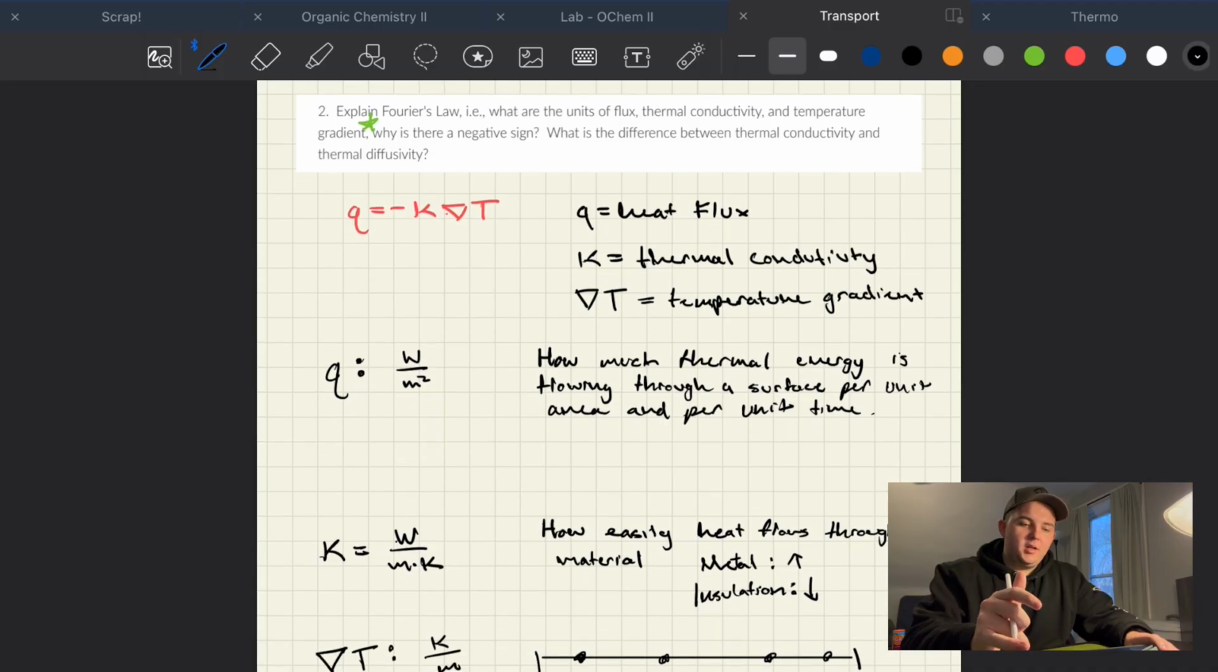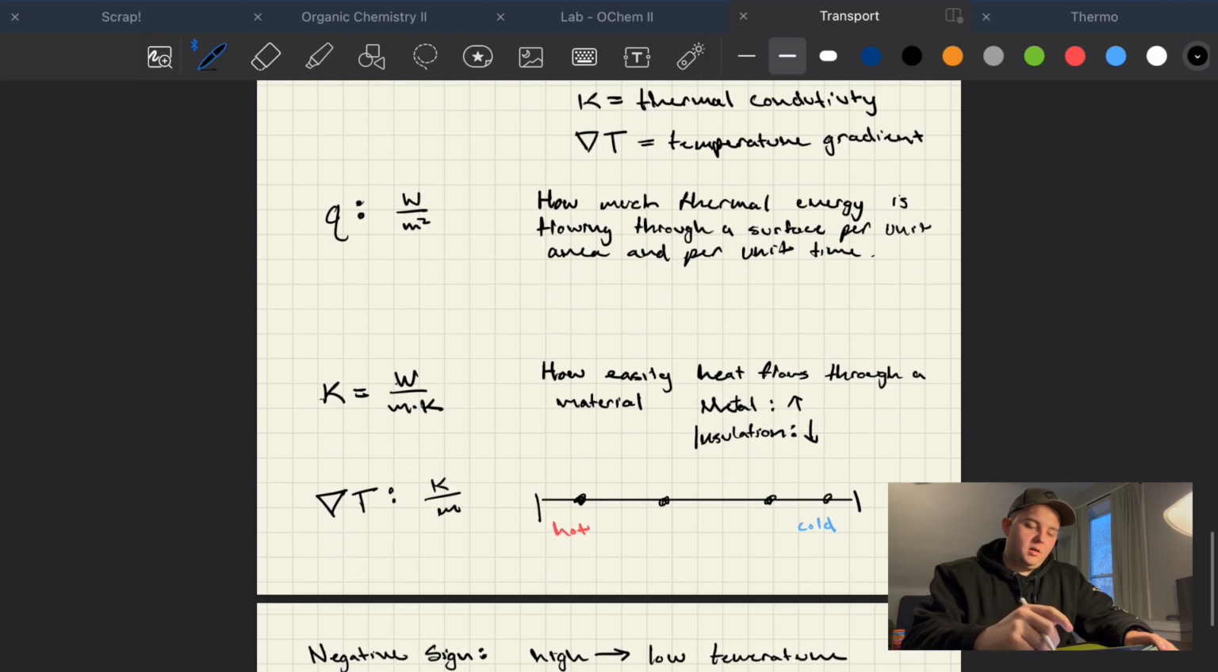What are the units of thermal conductivity and temperature gradient, and why is there a negative sign? Okay. Yep.